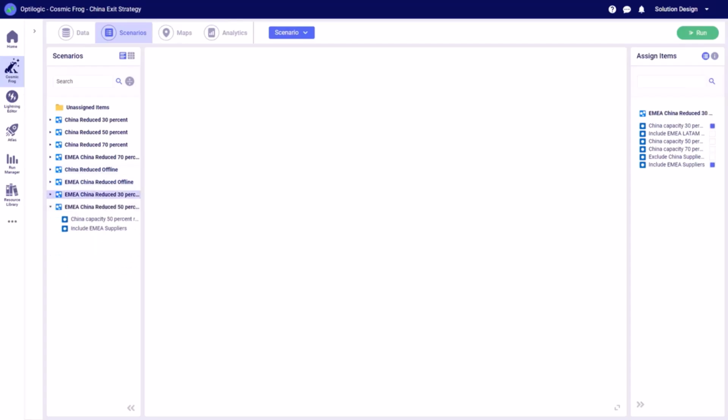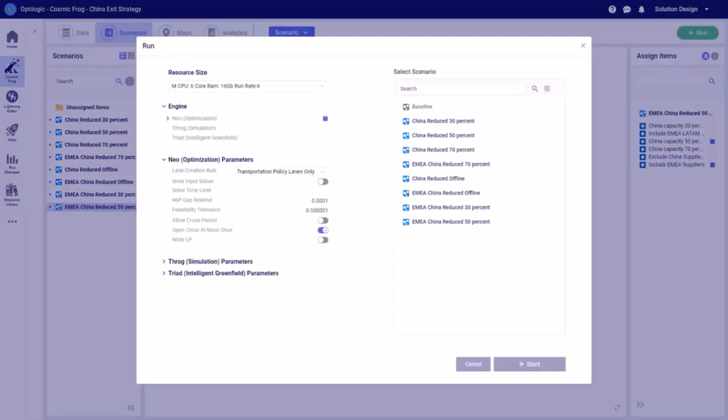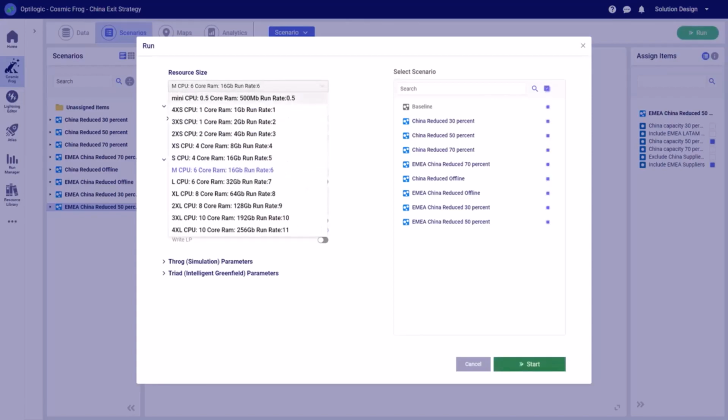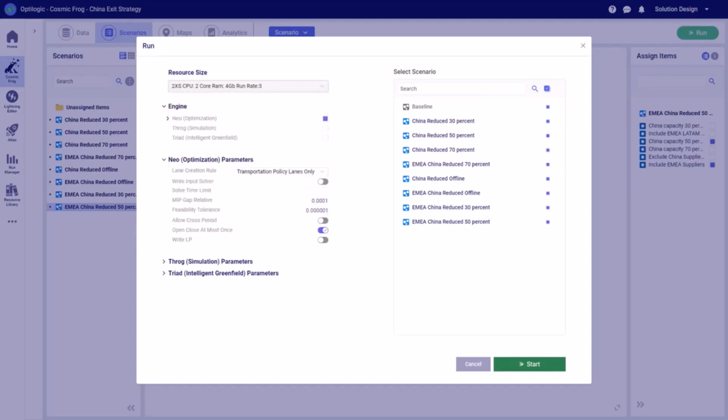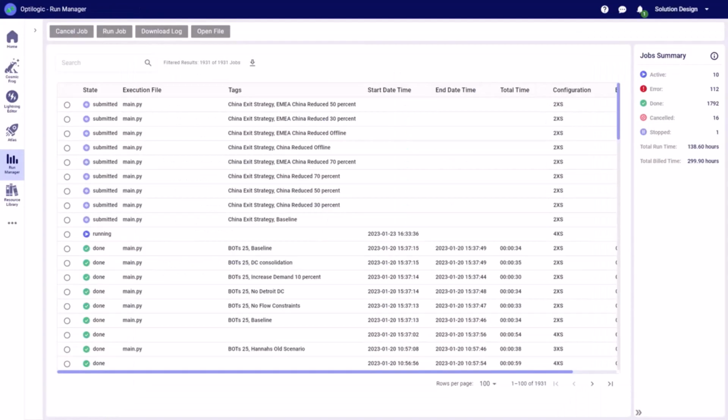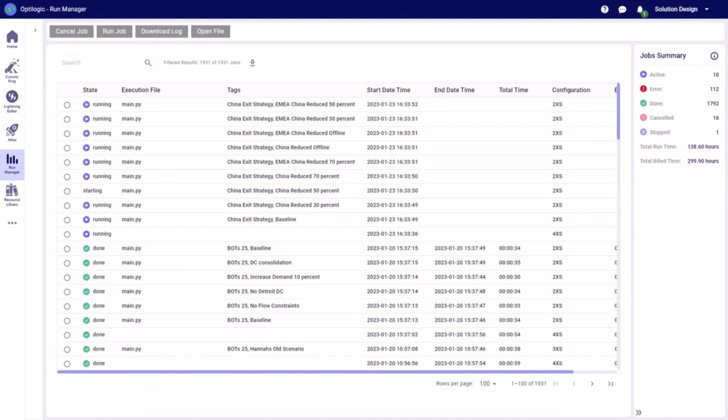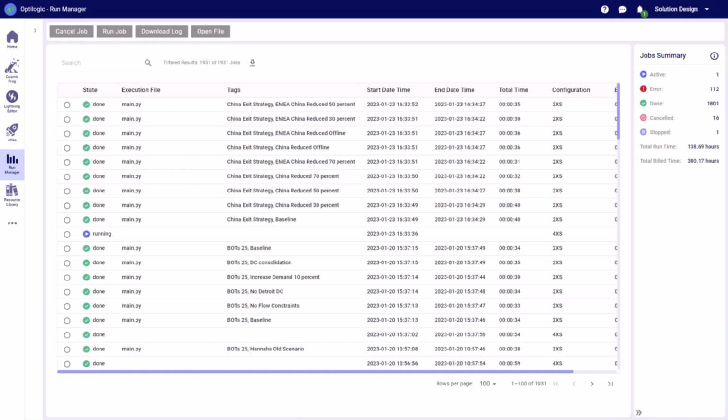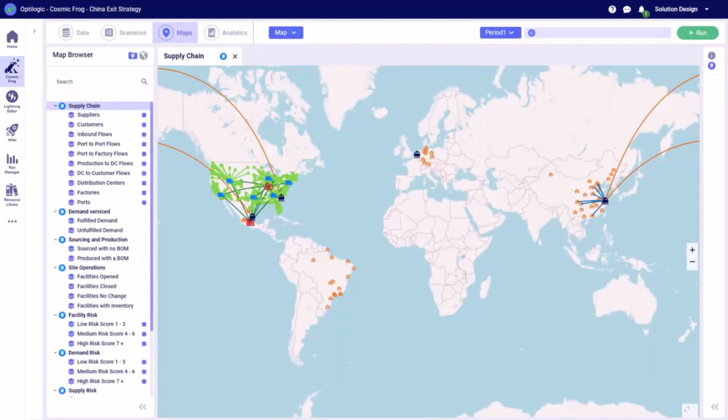After setting up our scenarios, we can take advantage of hyperscale capability, run everything in parallel on a resource size that you get to choose. We're using network optimization today, but the data schema is unified, so you can run your discrete event simulation as well as your intelligent greenfield. We kick off the scenarios here. You can see as they run in parallel, taking advantage of that hyperscale parallel solve. We get our answers in about 30 seconds, and now we get to move on to the analysis.